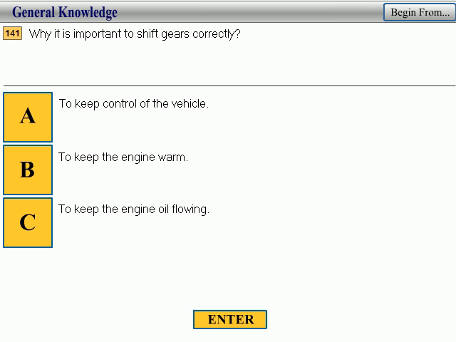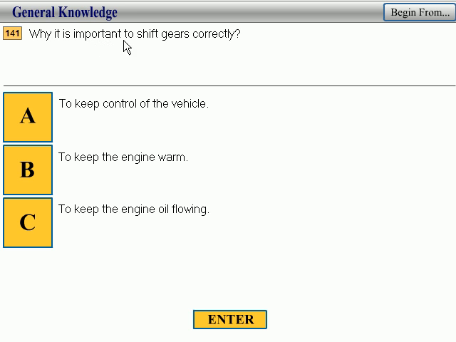Okay, here we are back at the general knowledge test. We're at question 141, and let's begin. I think we'll go up to 150 and then we'll stop it.